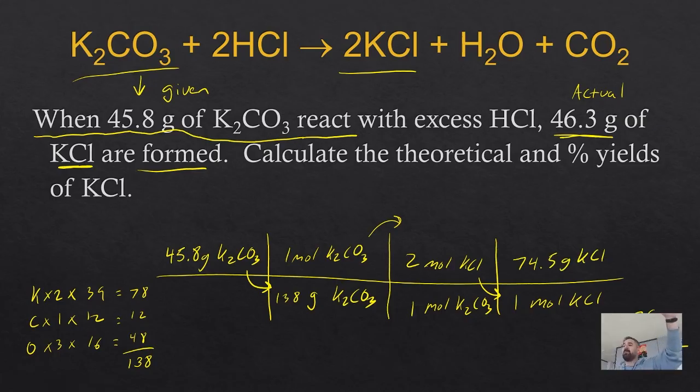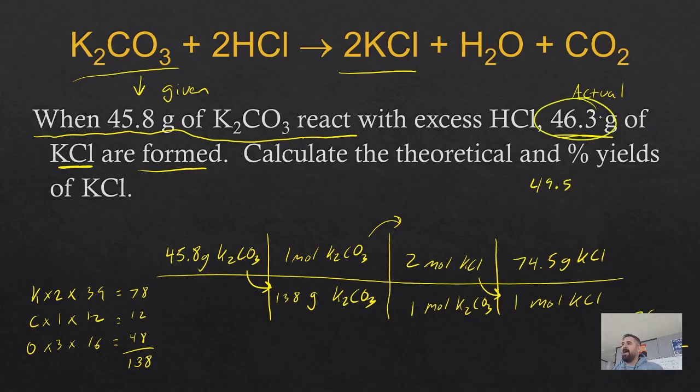Okay, that's really good. If you got this far, this is good. Let's go ahead and plug into our calculator. It's going to be 45.8 divided by 138, hit enter, times 2, hit enter, times 74.5, hit enter, and you should have got 49.5 after you round it, and that's going to be our theoretical.